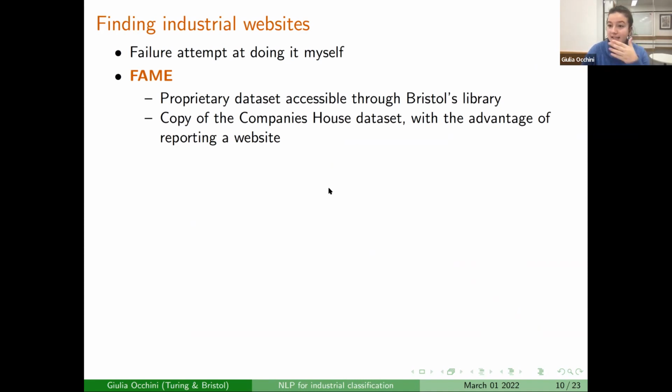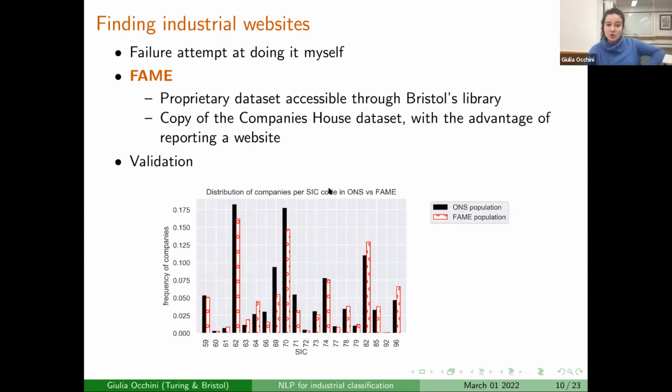And it is accessible through Bristol, so I didn't have to pay anyone to access this data, which is always good. And I also managed to validate this data against the ONS business census. So what you can see on the y-axis is the normalized frequency of companies, and on the x-axis, you can see the distribution of the companies per SIC code. And you can see that between FAME and the ONS business census, they kind of look the same, luckily.